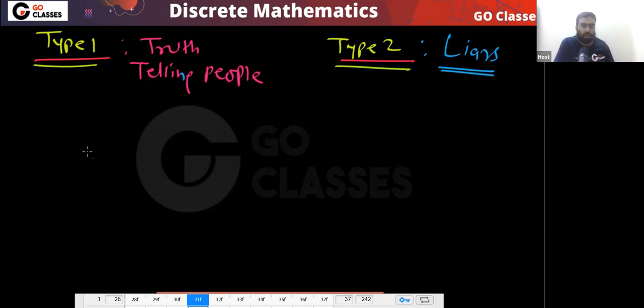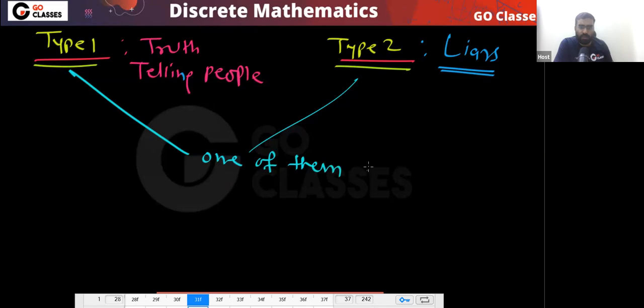One of these two people is tossing a coin. I don't know who is tossing a coin. So basically, one of them you are selecting. Okay, so the question is this: one of them is tossing a coin. Is this clear? I don't know who is the person who is tossing the coin.